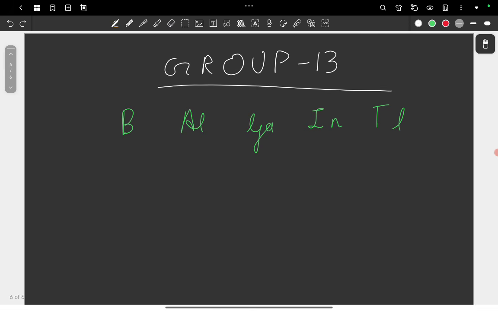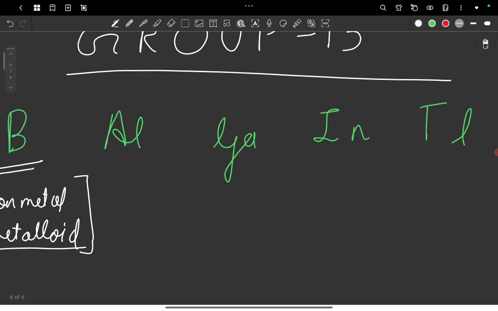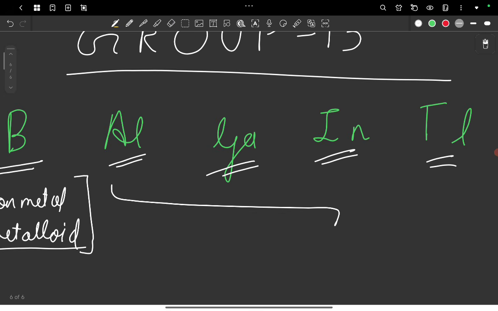I will tell you about the general properties of the elements. Boron is the only non-metal here. Some people even call it a metalloid. Metalloids are elements which have properties of both metals and non-metals. This is a bit of a gray area, but I would say go with what the NCERT says, metalloid. And the rest of the elements, aluminium, gallium, indium, thallium, are all metals.